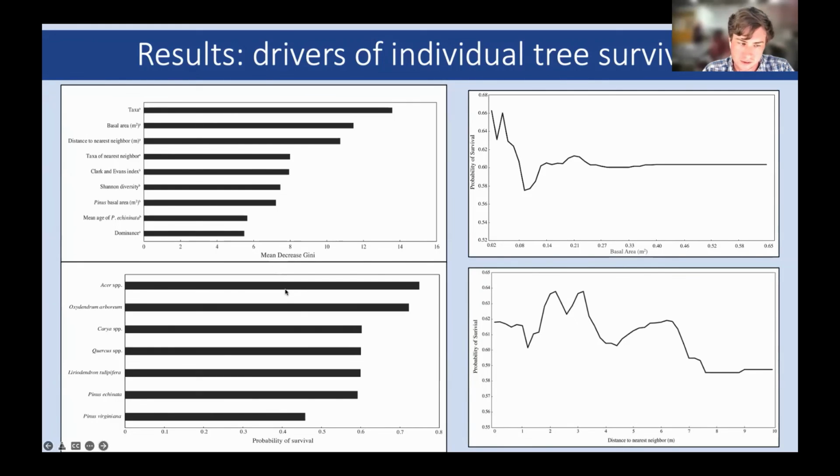And with these three most important predictors, we also estimated partial dependence plots to see how each predictor influenced probability of survival. So in the bottom left here, maple and sourwood were found most likely to survive, and the two pine species were least likely to survive.